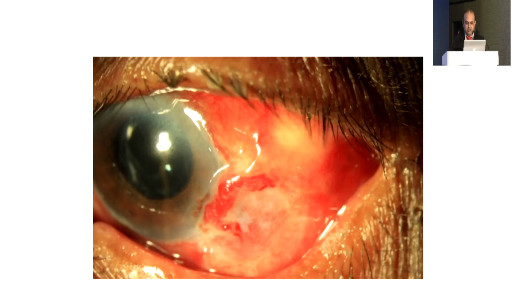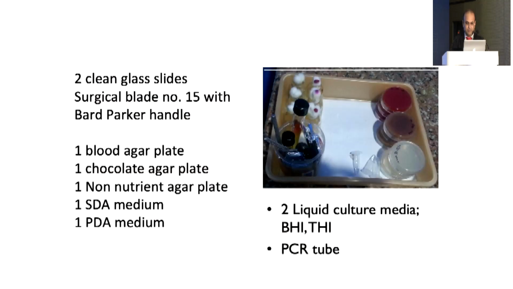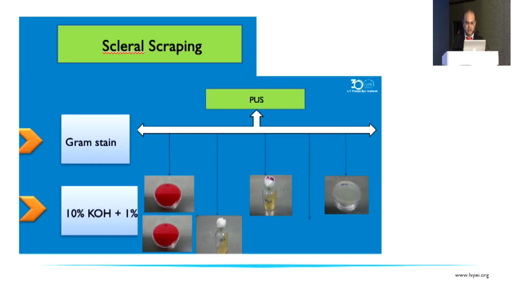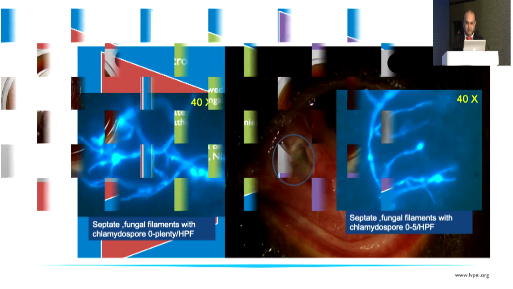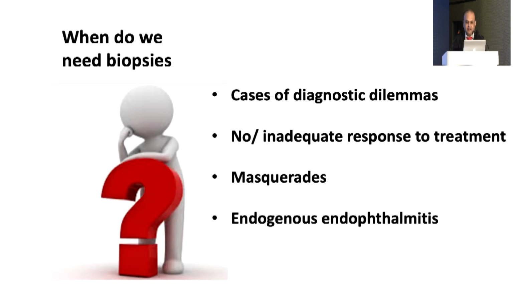For a biopsy because this was a case which was having multiple recurrences, had initially been treated on lines of drug resistant tuberculosis. But what happened was that when we sent it for biopsy, the scraping revealed presence of septate fungal filaments which were positive. This was actually a case secondary to fungal infection. Started on antifungals and this patient did well. So like I said, cases of dilemmas when you do not get adequate response to treatment, masquerades, endogenous endophthalmitis, these are scenarios where invasive investigations do come to our help.